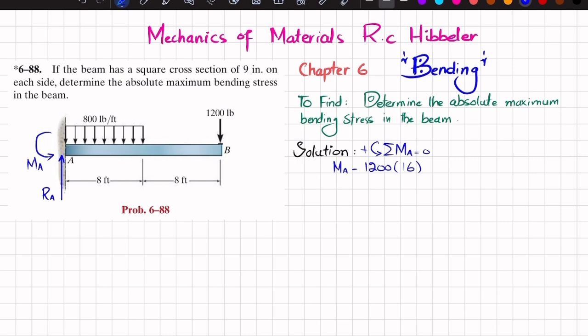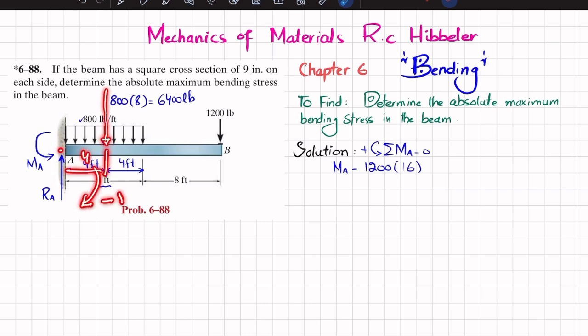The third load is due to this uniformly distributed load, so we will convert this uniformly distributed load into a point load, and that will act at the middle of this 8 feet. So this distance will be 4 feet, and the remaining will also be 4 feet. Now this distributed load, when converted into a point load, will be equal to 800 over the entire length over which it acts. So this will be equal to 6400 pounds. Now due to this load about point A, the perpendicular distance is 4 feet, and it is also producing clockwise, so it will be negative. So I will write minus 6400 multiplied by 4 is equal to 0.